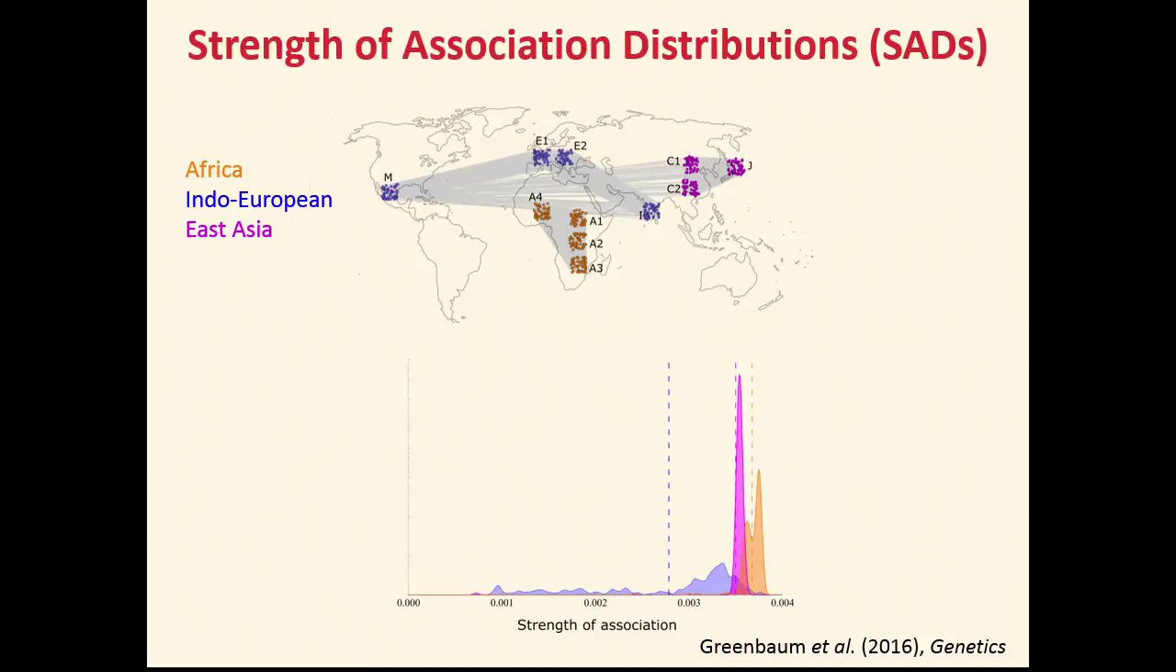For example, the African distribution is very narrow and with a high mean. This means that this group is very cohesive genetically. Individuals are very much associated with this group, compared, for example, with the Indo-European group, which has a lower mean and a higher dispersion, meaning that individuals, or at least some individuals, are less associated with this group.